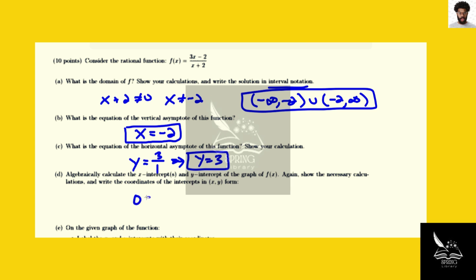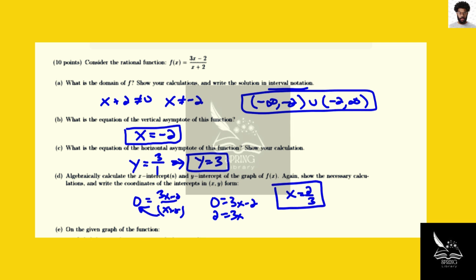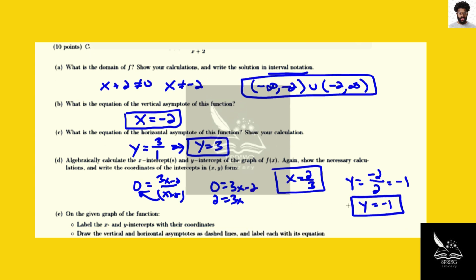The x-intercept is when the output is 0. So 0 would be equal to 3x minus 2 over x plus 2. Cross multiply the x plus 2, and you get 0 equals 3x minus 2. Add 2 to both sides, and 2 equals 3x. So divide both sides by 3, and x equals 2/3. That is your x-intercept. Your y-intercept is when x is 0. So f of x is y. 3 times 0 is 0 minus 2 over 0 plus 2. So y equals negative 1 is your y-intercept.